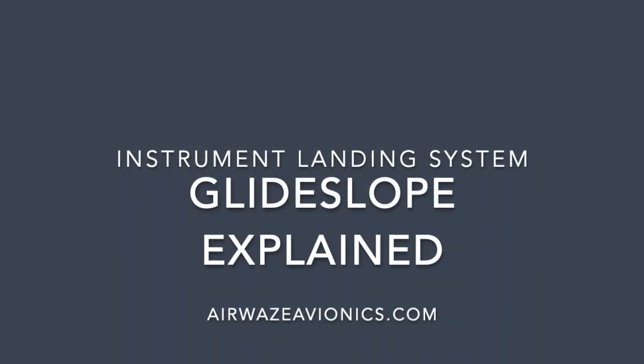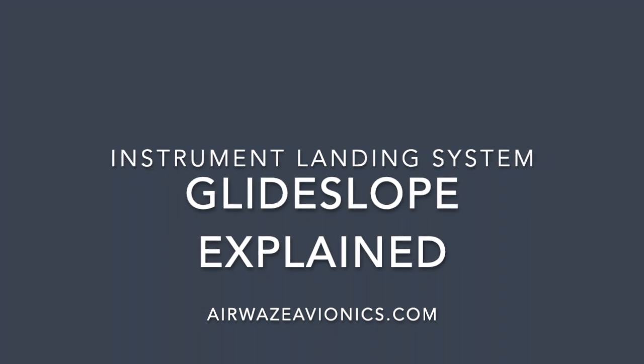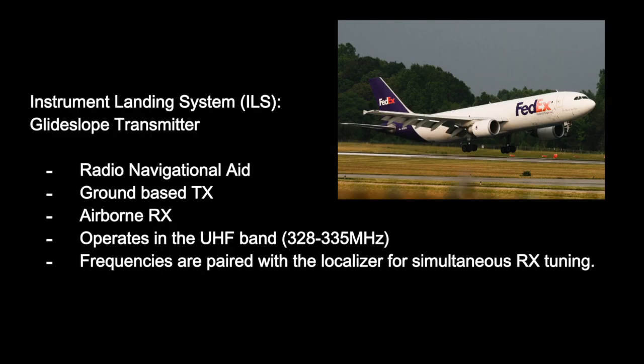In this video, I'm going to talk about how the Glideslope portion of the Instrument Landing System, or ILS, works. The Glideslope is a radio navigational aid that provides aircraft on an instrument approach with vertical guidance down to the runway environment. The system consists of a ground-based transmitter and an airborne receiver.